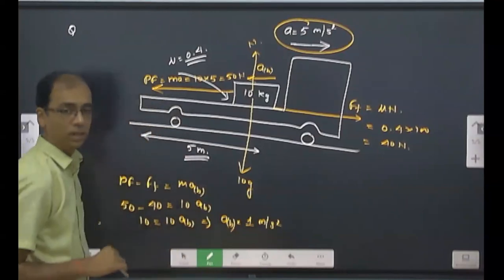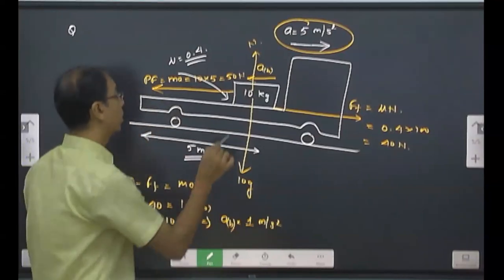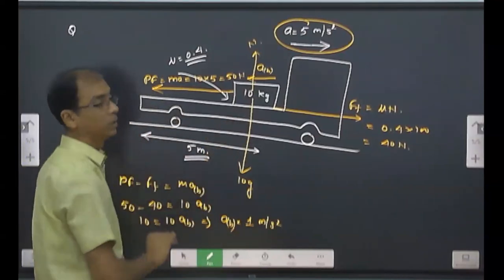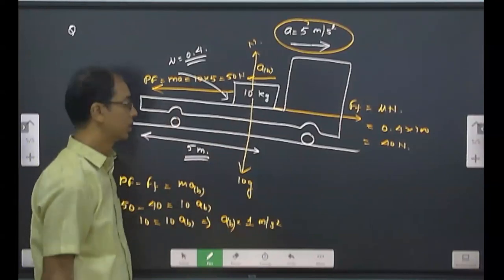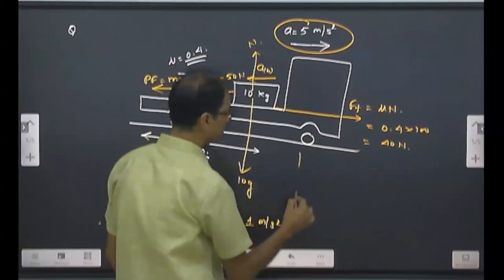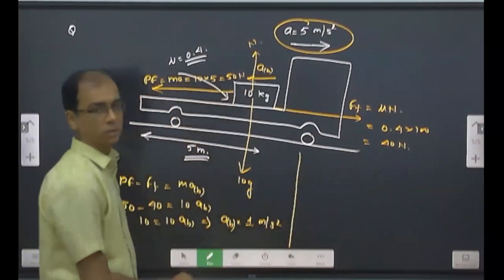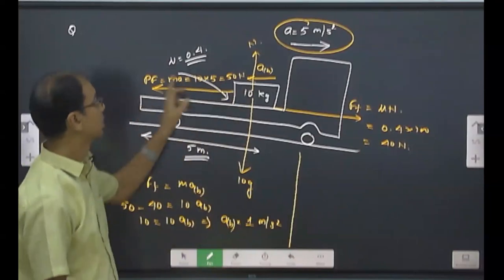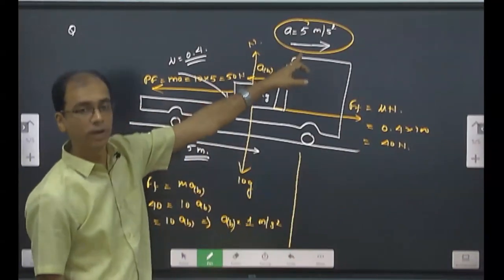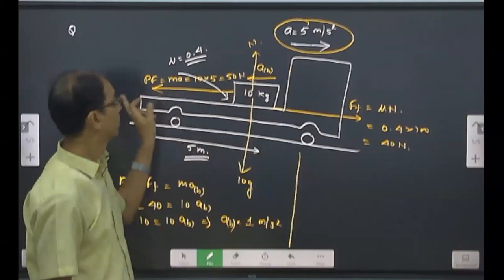Is this the answer? No, because we have to find in how much time it's going to travel this 5 meters. How much time it will be traveling 5 meters. So then what shall we do? Equation of kinematics we will use. Why kinematics? Because acceleration is constant. This is given constant 5. So this is also will be constant 1.